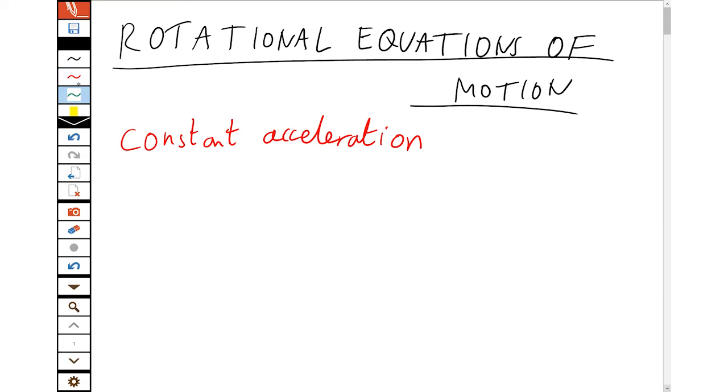Now, back in linear, we had new velocity is old velocity plus acceleration times time. So now we have new angular velocity is old angular velocity plus angular acceleration times time. So you see, we're basically getting double marks for writing the same equation again with curlier letters.